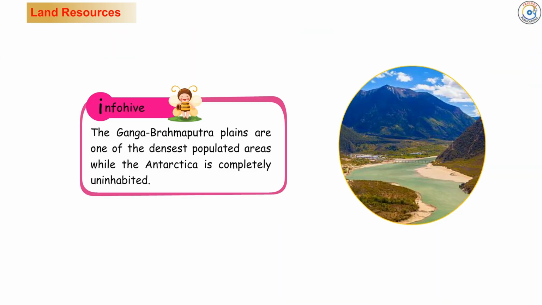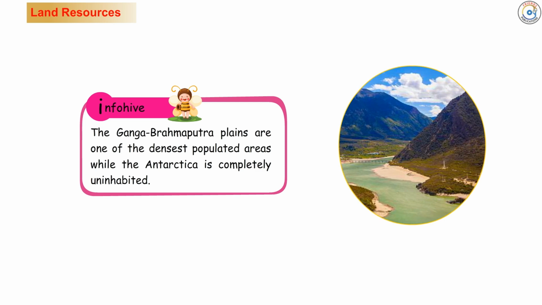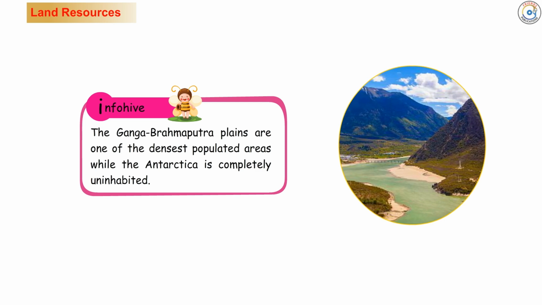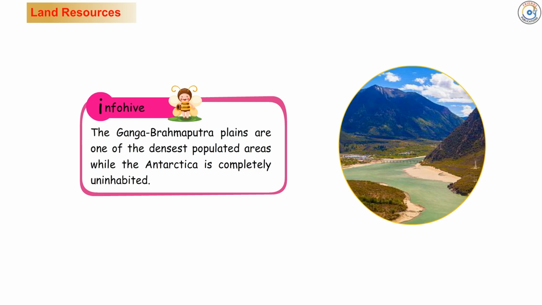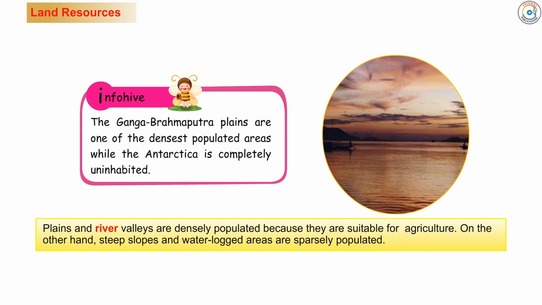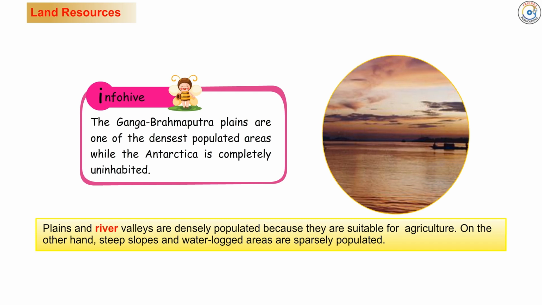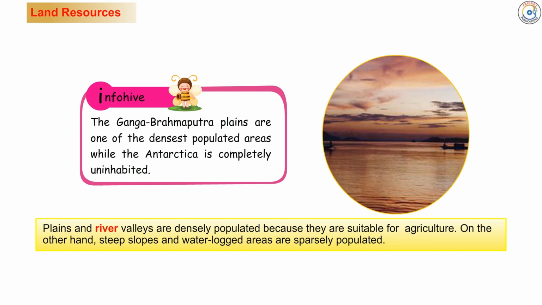Info Hive. The Ganga-Brahmaputra plains are one of the densest populated areas, while the Antarctica is completely uninhabited. Plains and river valleys are densely populated because they are suitable for agriculture. On the other hand, steep slopes and waterlogged areas are sparsely populated.